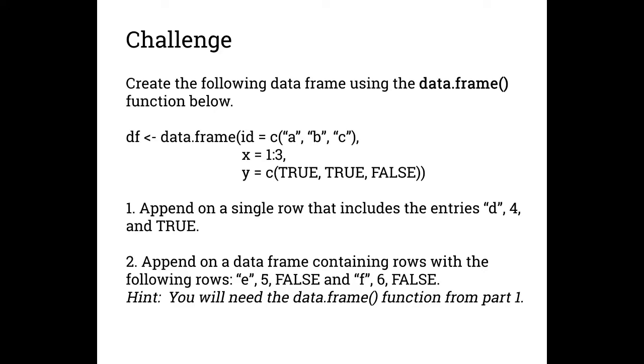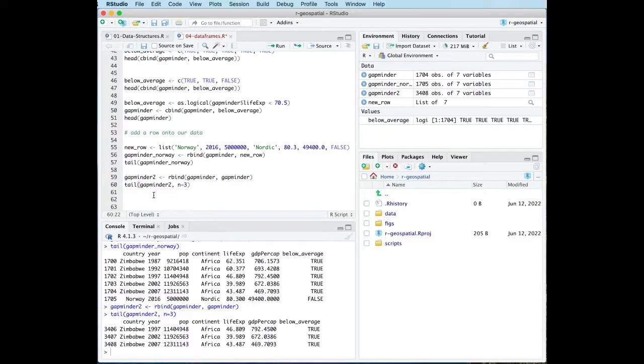And then once you've done that, do that again, creating a new data frame that has E and F in it, and the corresponding 5 and 6, and false and false in it. So you're going to create a second data frame, and then bind that data frame onto your original df data frame. The first bind you're going to do is a single row, and then you're going to do actually 2 rows at once using the data frame structure you created again. Pause here to give this challenge a try, and unpause when you'd like to see the answer. Let's take a look at this challenge together.